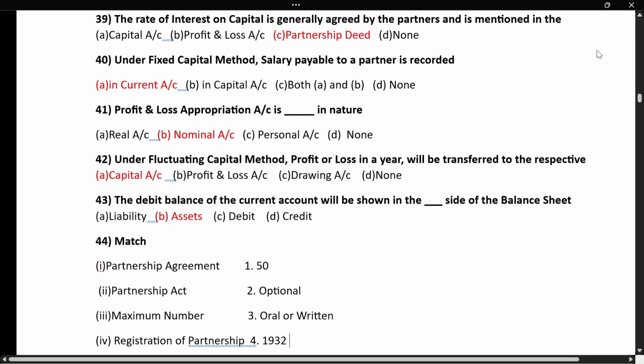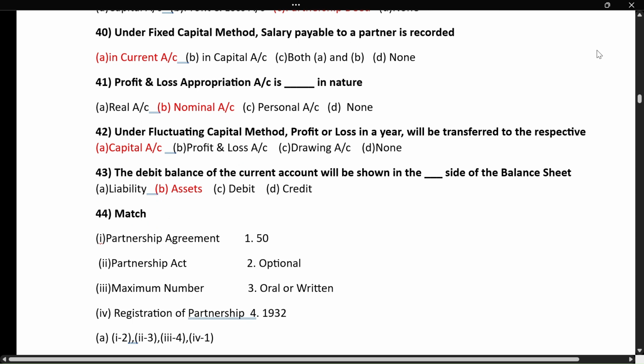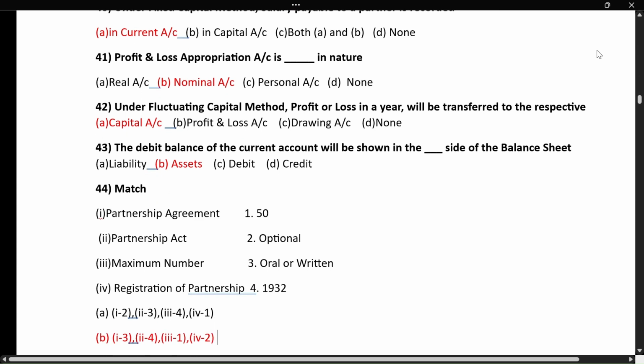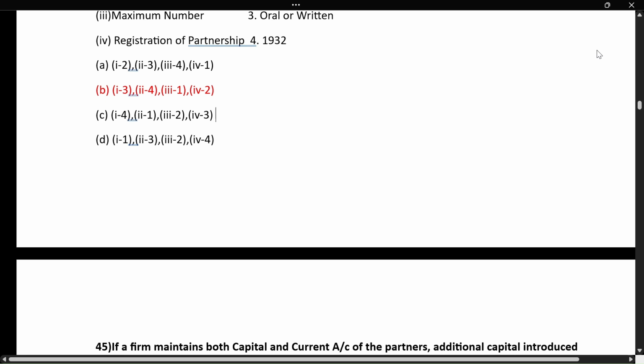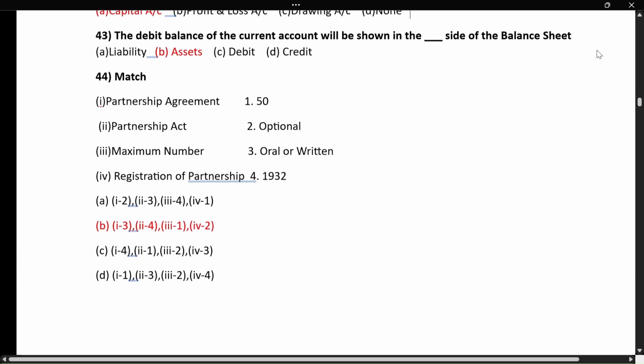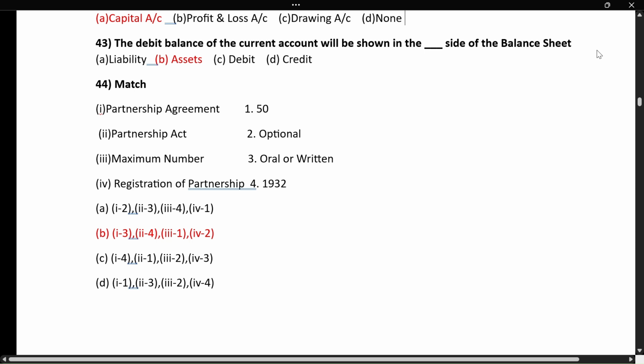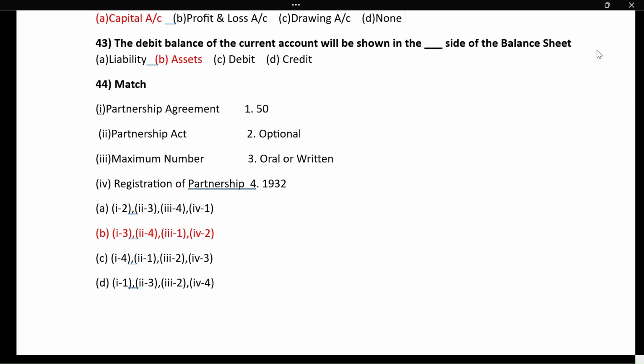Profit and loss appropriation account is nominal in nature. Under fluctuating capital method, profit or loss in a year will be transferred to the respective capital account. The debit balance of the current account will be shown on the asset side of the balance sheet. Here again match. Partnership agreement may be oral or written. Partnership Act is 1932. Maximum number 50. Registration of partnership is optional.